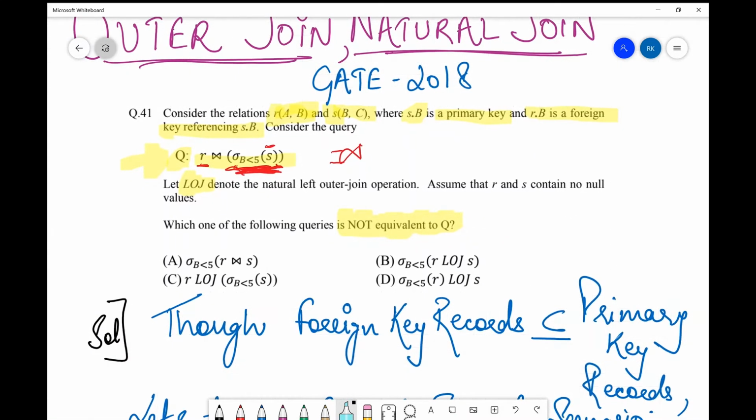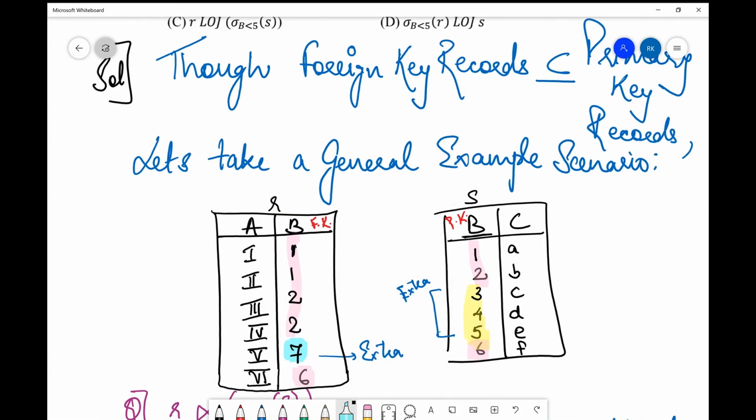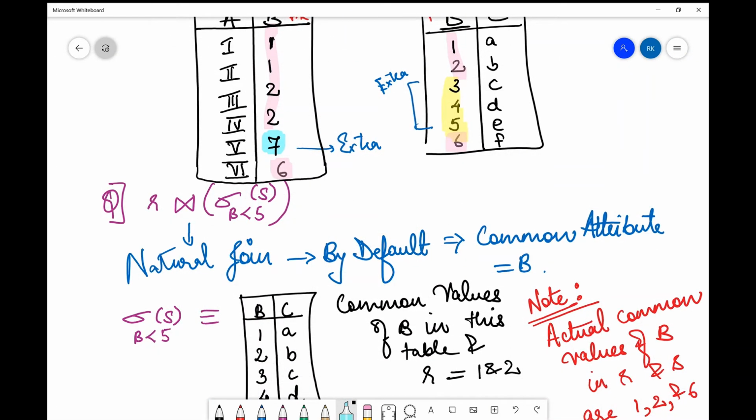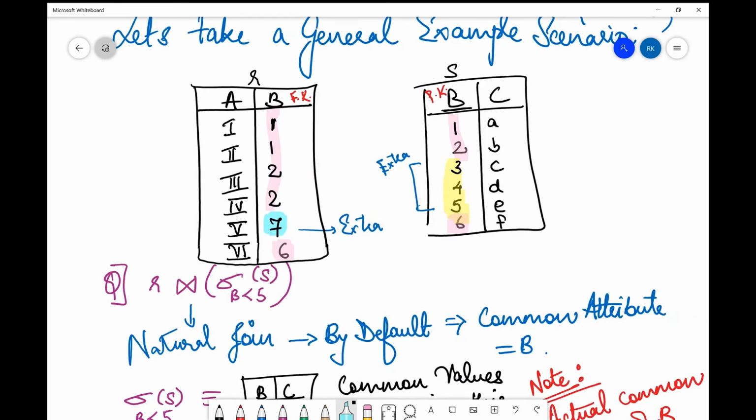Over here it's written that S.B is a primary key and R.B is a foreign key. Okay, now let's solve the question and see what the question is. Basically, I'm going to solve the query given in this question, generate a result on the basis of these records, and then solve each and every option present in the question, and match the resulting records with the result that we'll obtain over here. The one which does not generate the same result is going to be our answer.